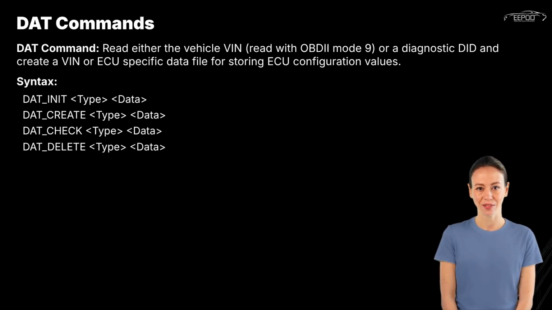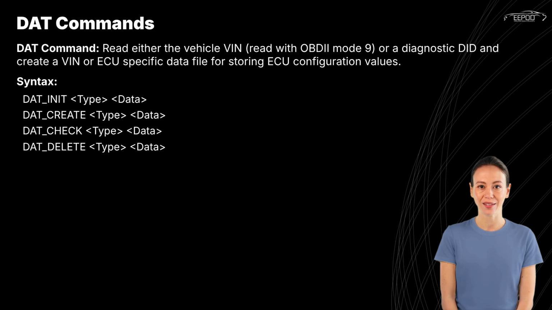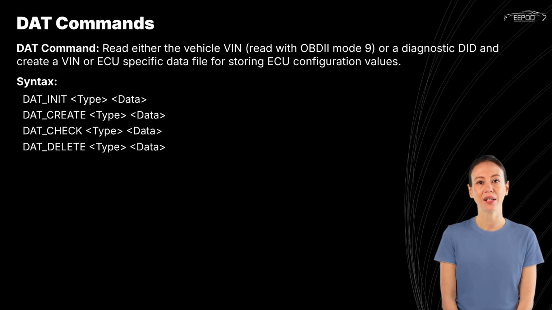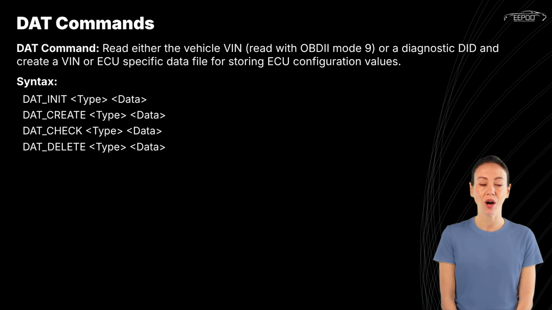All right, let's talk about DAT commands in FSCRIPT. These are used to save ECU data, like DIDs or VINs, into a .dat file on the SD card. And then later, you can use that file to recall, rewrite, or even recover a module that's missing data after reflash. These commands are critical for safe reprogramming, especially when you're flashing modules that wipe part numbers or config data.